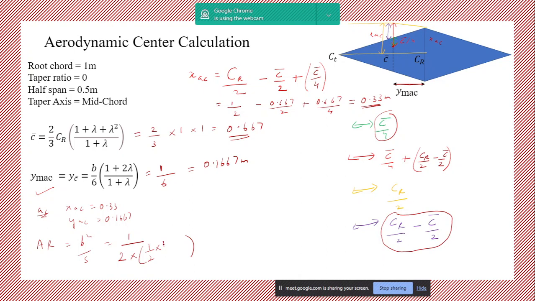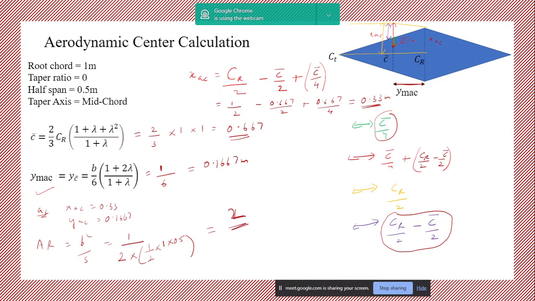Okay, CR is 1 and height is? Yes, half span, exactly. So 0.5. So this is the final answer. What is the answer? Just calculate it. One divided by 0.5 is 2. So aspect ratio is 2. Yes. Okay. So is this clear?